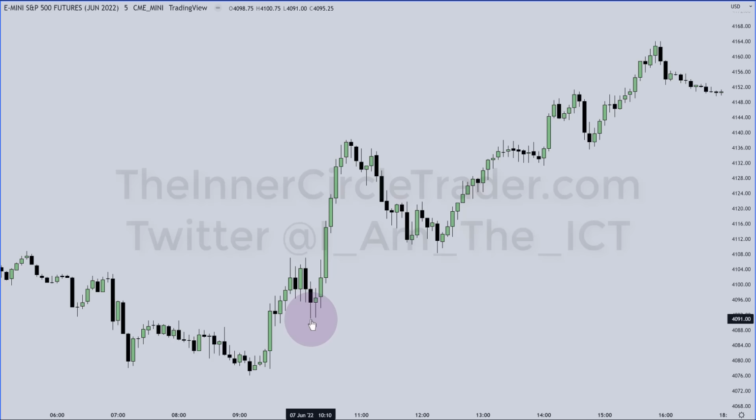Now, if you're just staying on one time frame, or at least not carrying over higher time frame analysis into your lower time frame, you're going to be trading blind. You have no idea what you're looking for.